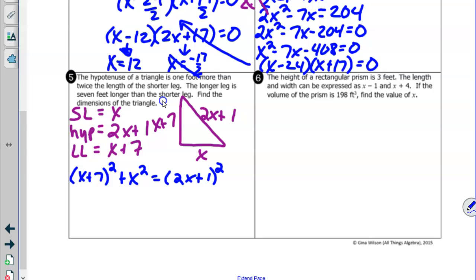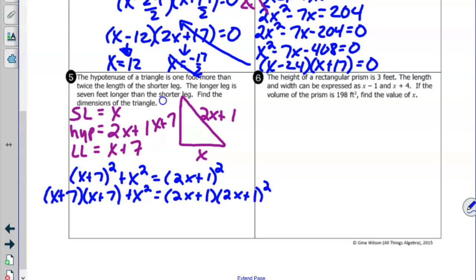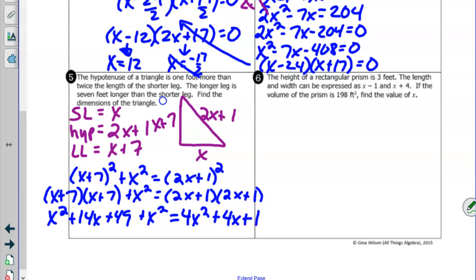Yep, we're going to point one out. If you recognize the pattern, you could jump to that. I don't want to confuse anybody. Alright, so we would get x squared plus 14x plus 49. Skip that middle step again. Plus an x squared. And then we get 4x squared. That would be 2x, so we're doubling it, so plus 4x plus 1.